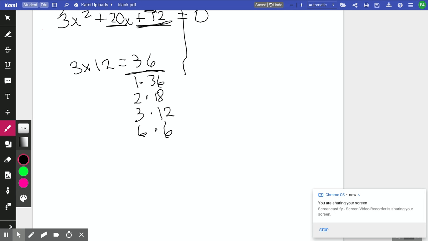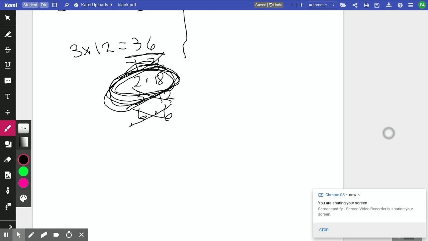Just by looking at these numbers, I can already see that 6 and 6 do multiply to 36, but they do not add to 20, so that one's no good. 3 and 12 also, the same thing: they multiply to 36, but they do not add to 20. This one is perfect. This is our answer. 18 multiplies to 36, and 18 plus 2 equals 20, so that is our answer.